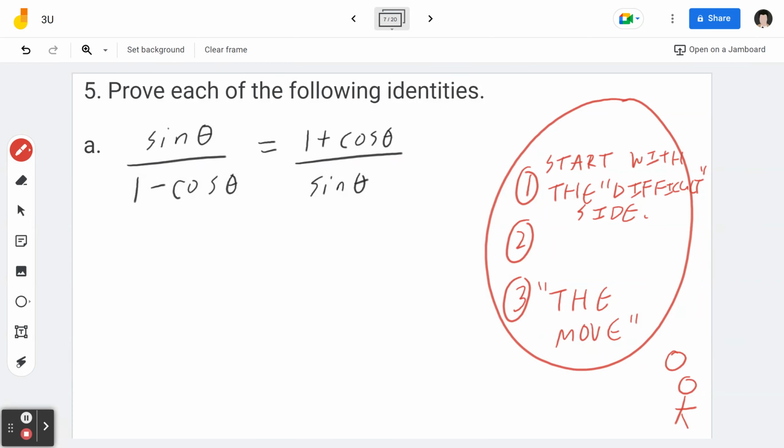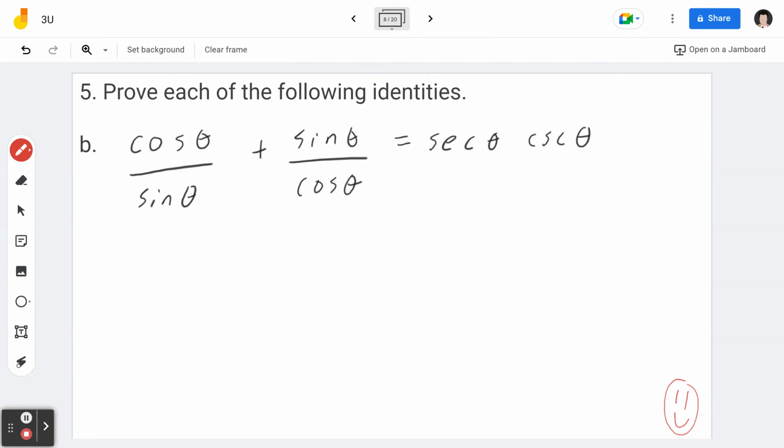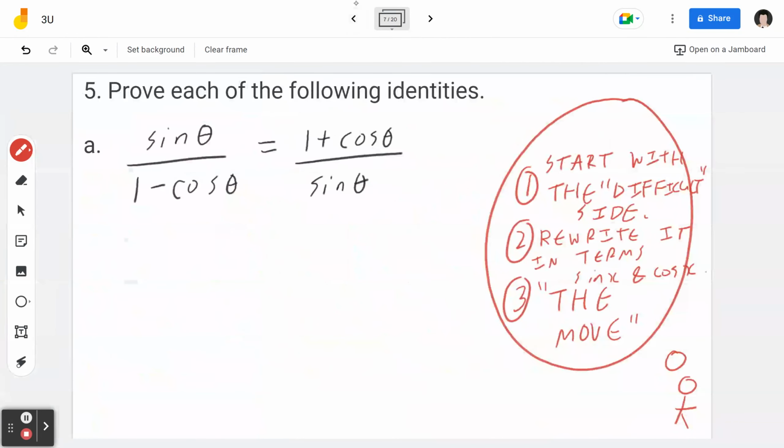And step 2, of course, is you want to rewrite it, if possible, in terms of sine x and cosine x. So rewrite everything in terms of sine x and cosine x. I'm going to show you some examples, right? Even on the next page, you can see there's some secant, cosecant, which we'll get to. But back to this one first.